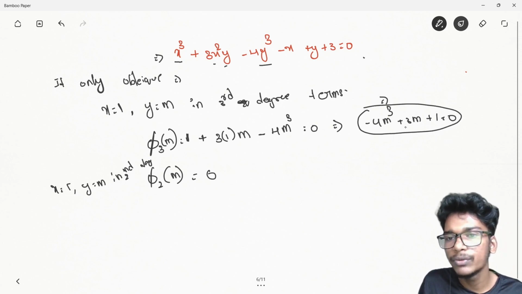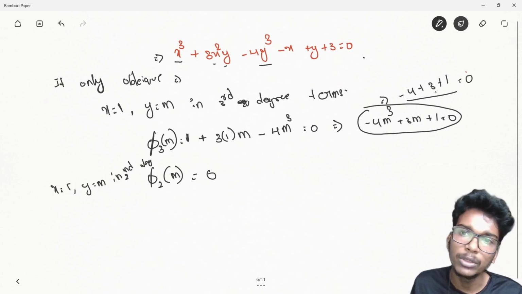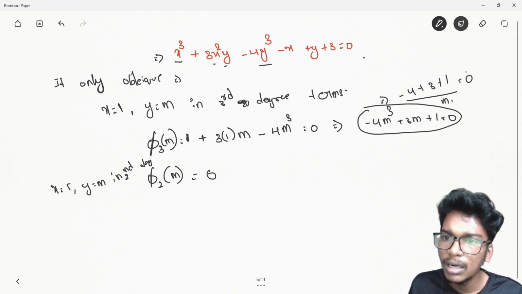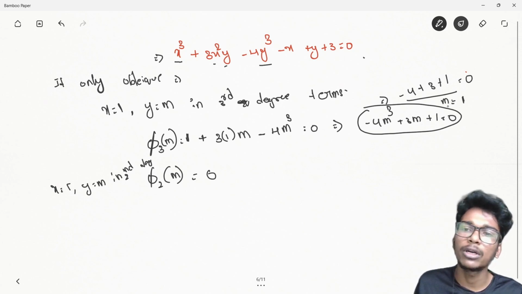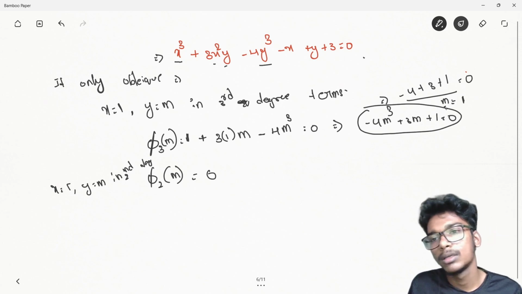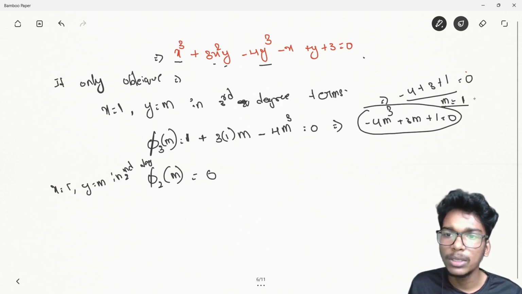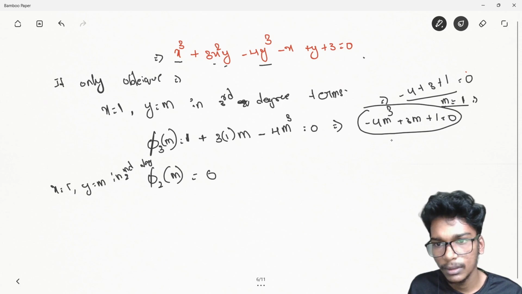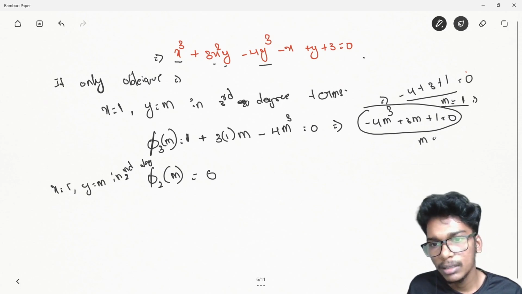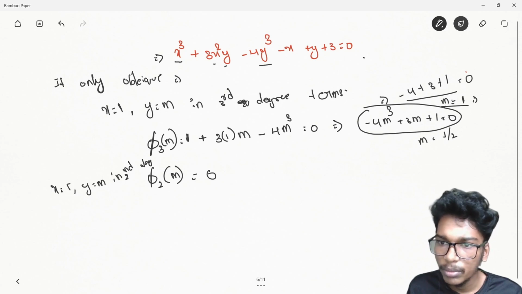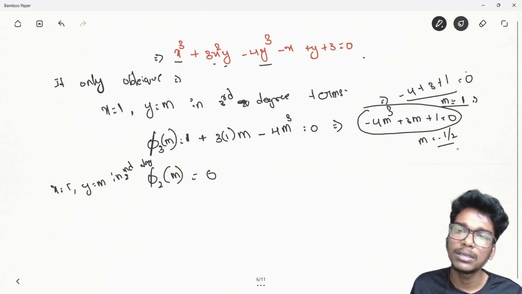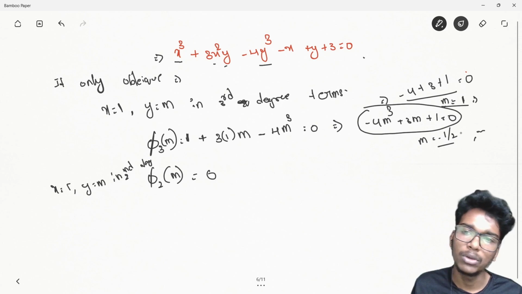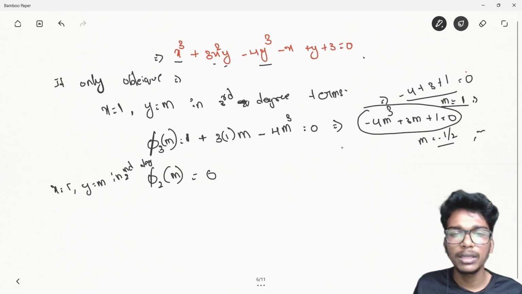Now from here we will find the values of m by solving this equation. Minus 4 plus 3 plus 1 equal to 0. If the sum of coefficients is equal to 0, then we can take 1 as one of its roots. It's a simple shortcut which we might have learned in high school. m is equal to 1 is one of its roots. Then if we do synthetic division, we find the other roots, like half or minus half, and another value of m. These are the three roots.